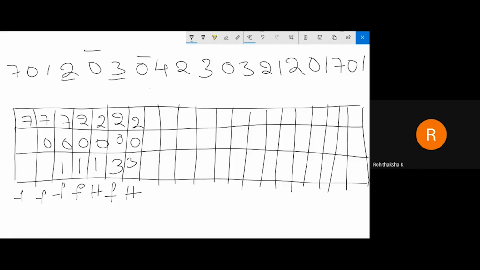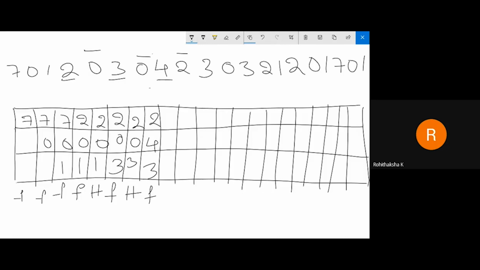Similarly, now I'm at the reference string 4. 4 is not there, so it is a page fault. I have to check which page will occur in the longest period of time. 2 comes immediately after 4. 0 is here, 3 comes later. So I have to replace 0. Now it is 2, 4, 3, and I've already marked it as a page fault. Now I'll take 2.